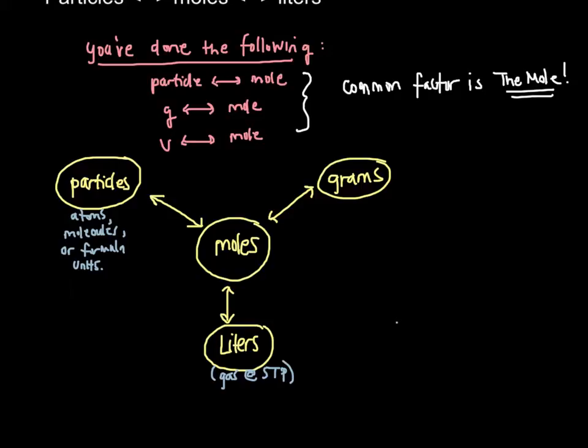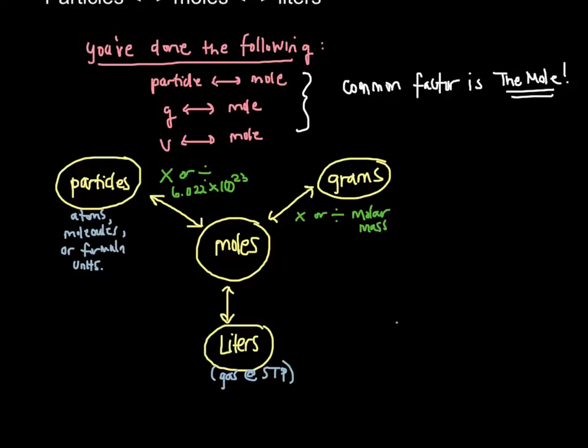So if you are trying to convert between, say, particles, which could be atoms, molecules, or formula units, and moles, you're going to need to either multiply or divide by 6.022 times 10 to the 23rd. If you are going between moles and grams, you're going to need to either multiply or divide by the molar mass of whatever the substance is that we're trying to determine the moles or the grams of.